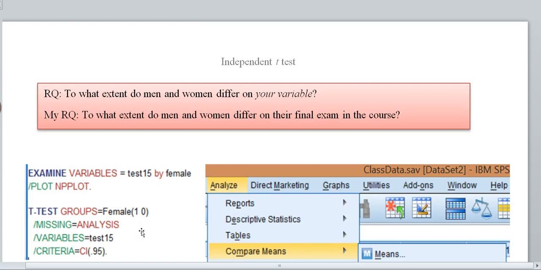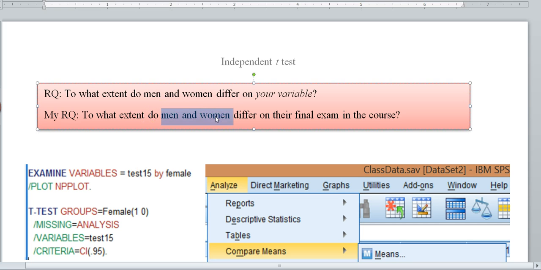Okay, now we're going to look at the independent T. The research question that we're working with is, to what extent do men and women differ on your assigned variable? For me, it'll be, to what extent do men and women differ on their final exam in the course? And the final exam will be designated as Test 15.